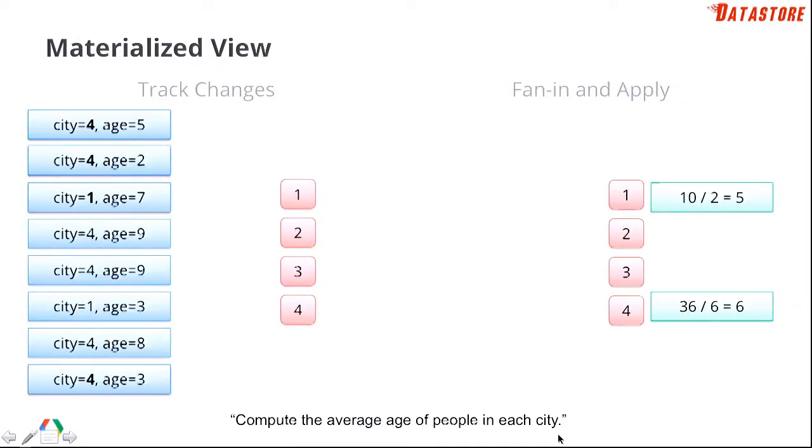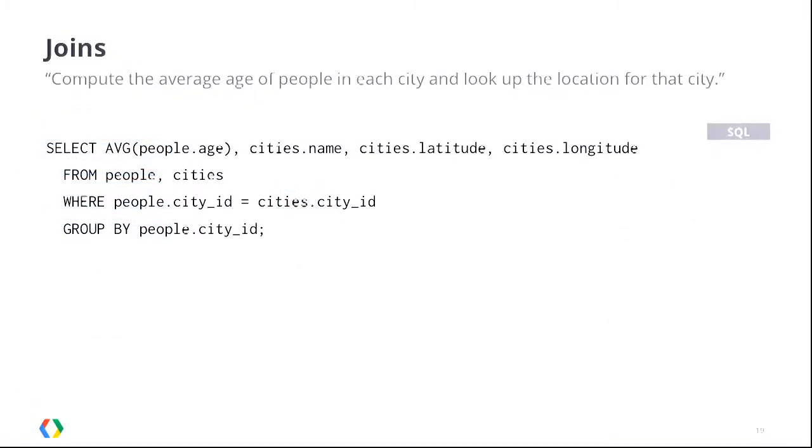I don't know. That all sounds pretty complicated. In Cloud SQL, it's much easier. And beyond that, you can do more complicated things. Like, let's say that you wanted to put this average city age information on a map. Well, you need to be able to have joins to do that. So you'd probably have a table for your people and a table for your cities, and the cities table will contain the latitude and longitude. And it's just as easy as this SQL query that we've got on the screen.